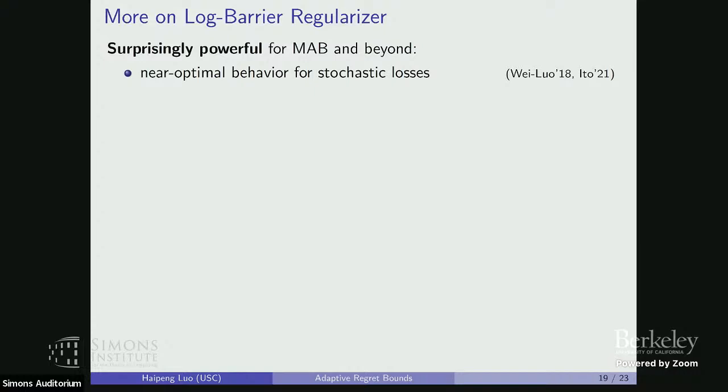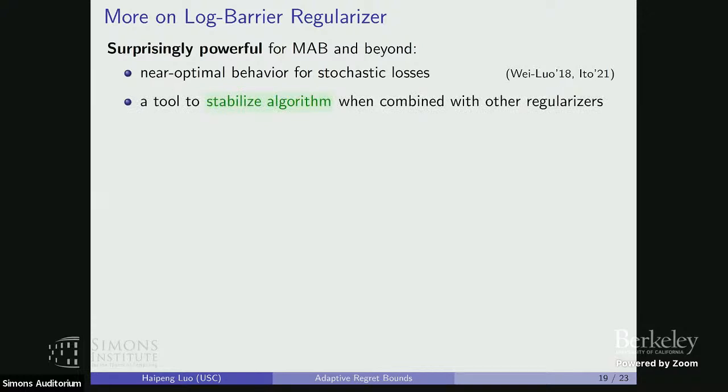So earlier, I said that Tsallis entropy enjoyed the best of both worlds. It's optimal both in the adversarial case and the stochastic case. But it turns out that log barrier also enjoys something like this. It was even discovered earlier than the Tsallis entropy.